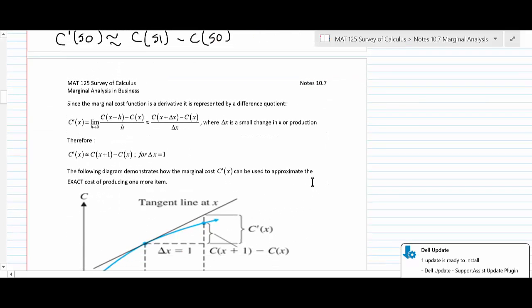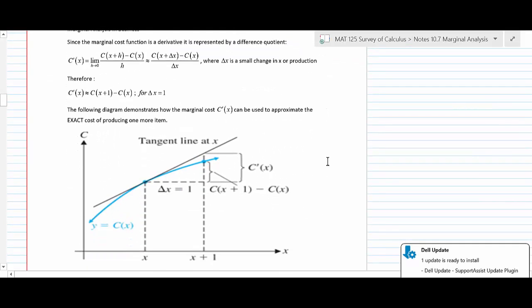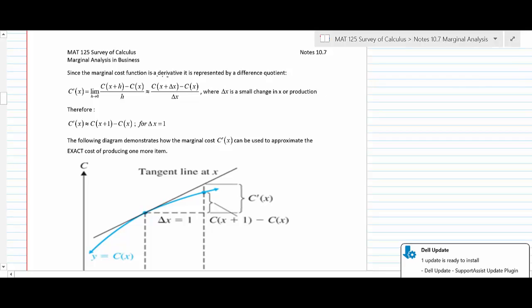Okay, now what I want to show you next is why this marginal cost works graphically. I took this out of the book, and it's a good way to show it. So a marginal cost is a derivative, that's what we learned, it's a rate of change. The definition of a derivative is what I highlighted. That's your difference quotient: the limit as h goes to 0 of c of x plus h minus c of x, over h, where h is some small positive number.